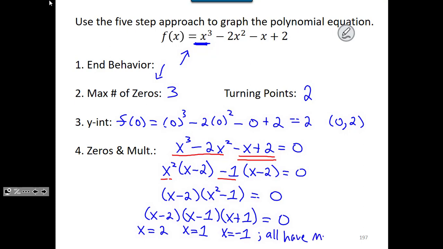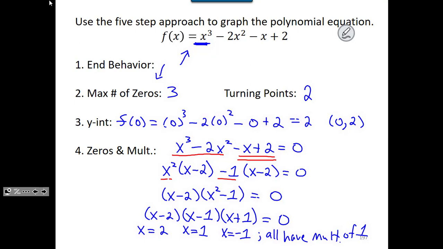So every single one of those zeros have a multiplicity of, sorry, I'm running out of room, have a multiplicity of 1. Because I see each one of those factors one time. I see x minus 2 once, x minus 1 one time, x plus 1 one time. Okay, so now I have all of that information that I could find by hand.